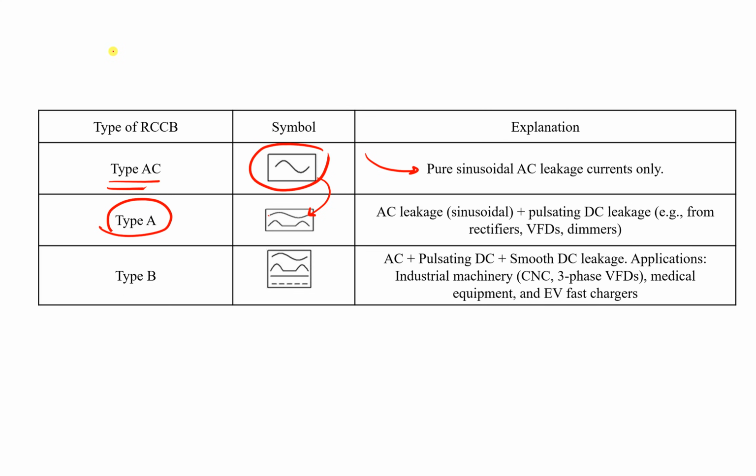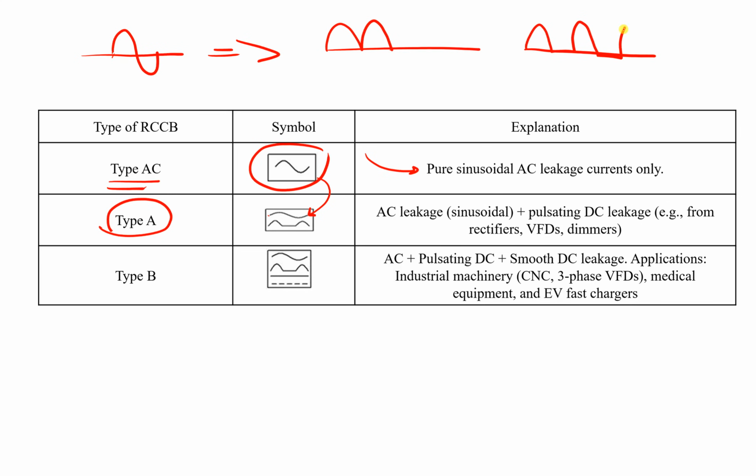When you have a rectifier, like a single phase rectifier, the output will be like this. It can be pulsating like this for a full bridge, or pulsating like this for a half bridge, as we discussed before in our course for power electronics. So in case of this one or this one, type A can be used for sinusoidal AC leakage or a pulsating DC leakage coming from rectifiers, variable frequency drives and dimmers.